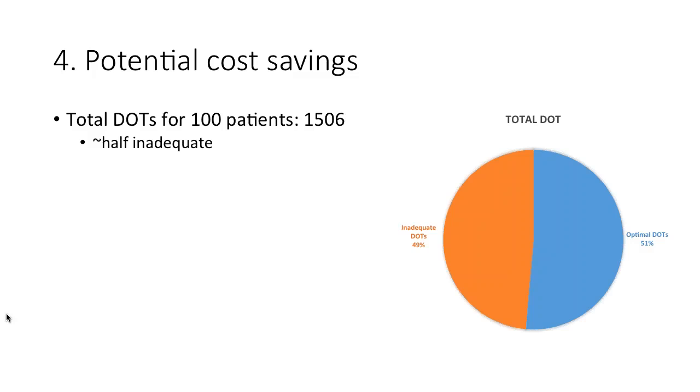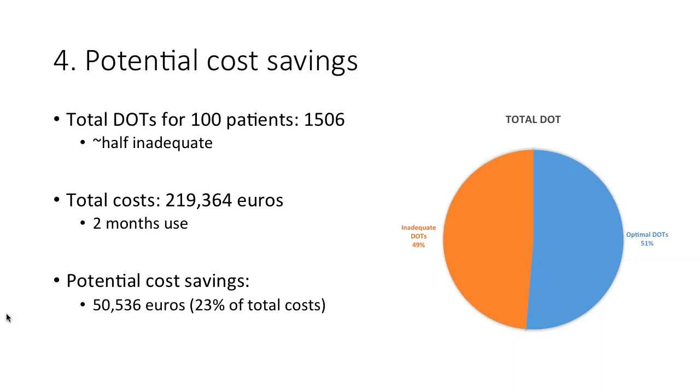Then looking at the potential cost savings, they evaluated a total of 1,500 days of therapy, and just under 50% were considered inadequate for each day. The total costs were around €220,000 for a 2-month period, and the potential cost savings were calculated at just under a quarter of that. So even though inadequate days of therapy was high, the actual proportion of euros that could be saved was a bit lower. And that's kind of an introduction to the issues with evaluating costs.